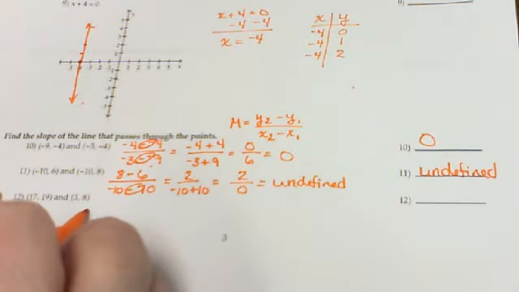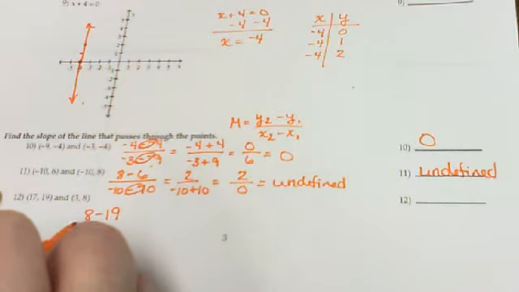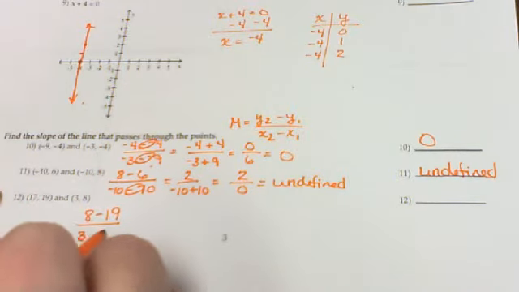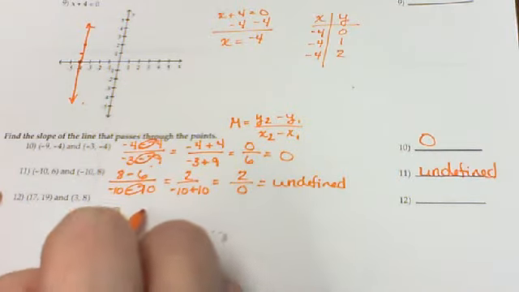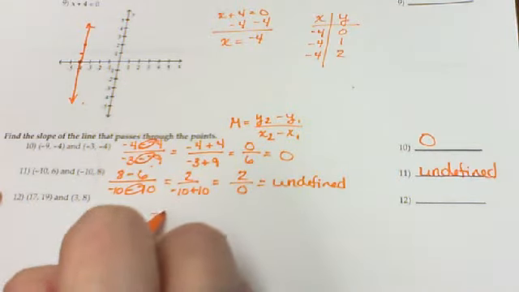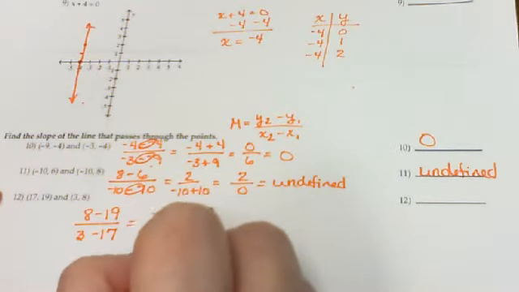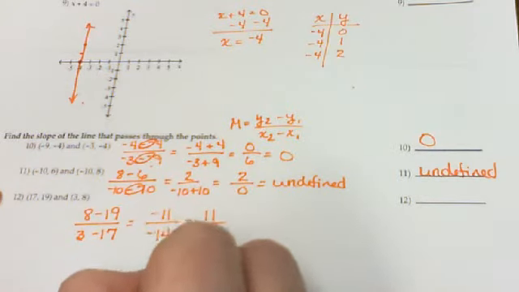And then for the last one, 8 minus 19 over 3 minus 17. 8 minus 19 is negative 11. 3 minus 17 is negative 14. Once again, two negatives cancel each other out and give you 11 over 14 for your answer.